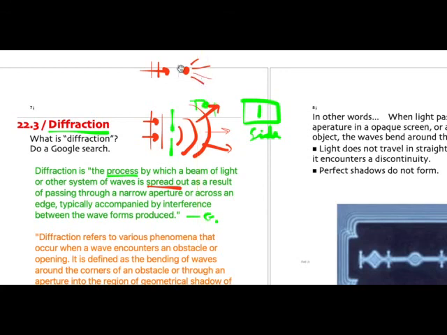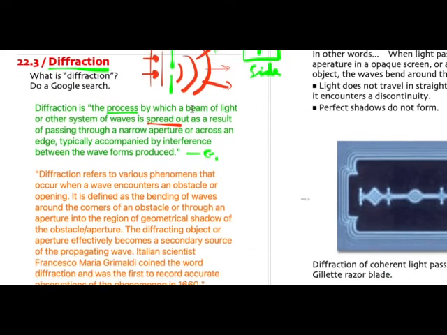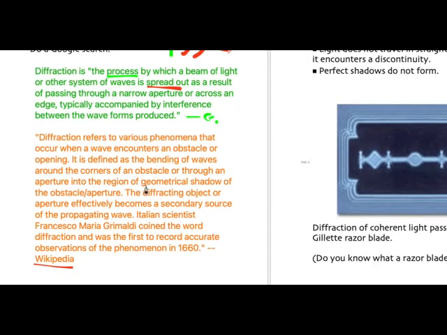What happens is you have waves coming out in all directions, because as they go past the edge here, they spread out. So they spread out into the region which geometrically would be the shadow. So this refers to a geometrical shadow, but it's not the light shadow. There is no light shadow. The diffracting object or aperture effectively becomes a second source of the propagating wave.